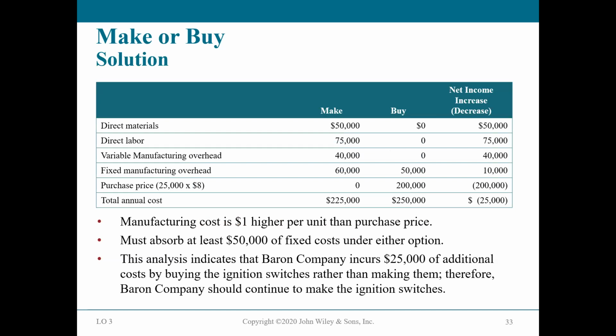So if we were to make, we have direct material costs, labor, down the list, we have $225,000 to make the items. That does not change. Under the buy side, we were told our direct materials, labor, and variable manufacturing would drop to $0. Our fixed manufacturing would drop by $10,000. And our purchase price would be a new item, $8 times 25,000, giving us a purchase price of $200,000. In this situation, it would actually cost us $25,000 more to buy the items than it would be to continue to make them. Therefore, the recommendation in these assumptions would be that Barron should continue making the switches.